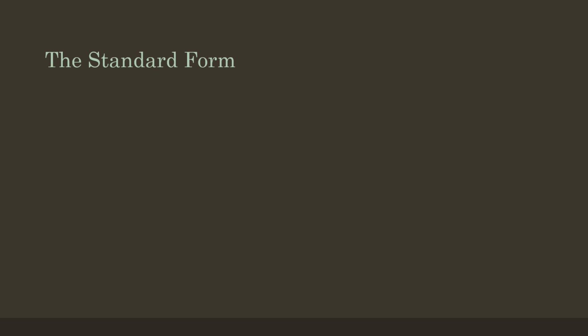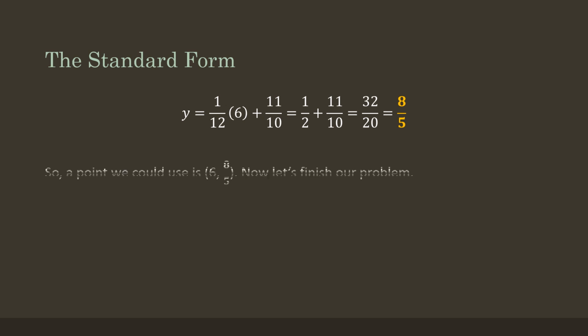We aren't done yet though. We need to find the x1 and y1 coordinates. A quick way is to just use one of the x or y intercepts as a point. Or you could plug in any random value of x in the slope-intercept form and solve for y to get an x, y point that way. Let's say x equals 6. Plug that into the equation, and we get y = 1/12 times 6 + 11/10, which equals 1/2 + 11/10, which equals 32/20, which simplifies to 8/5. So a point we could use is (6, 8/5).